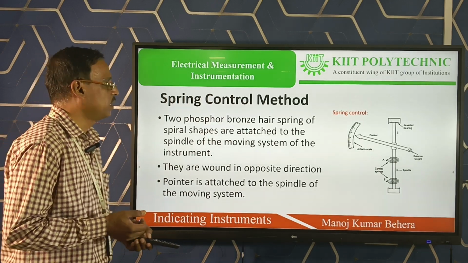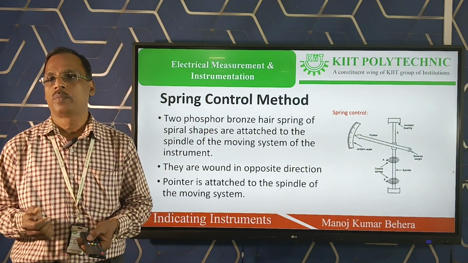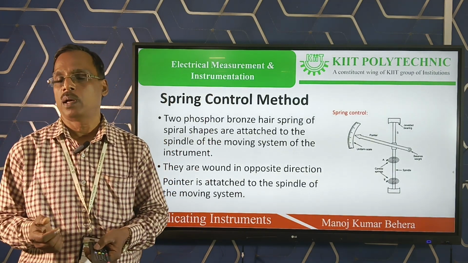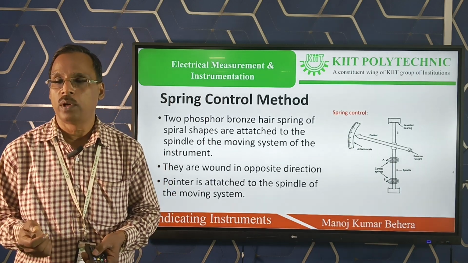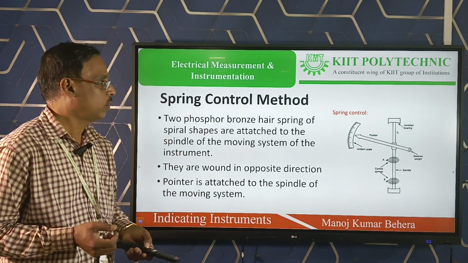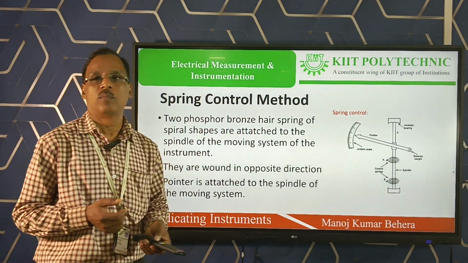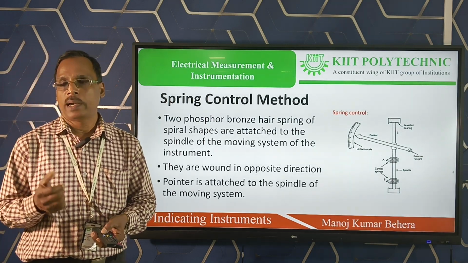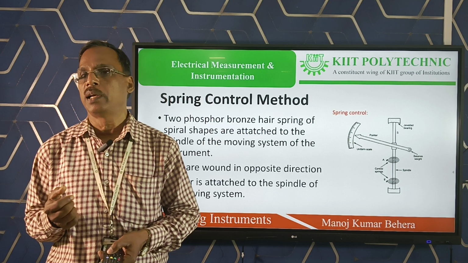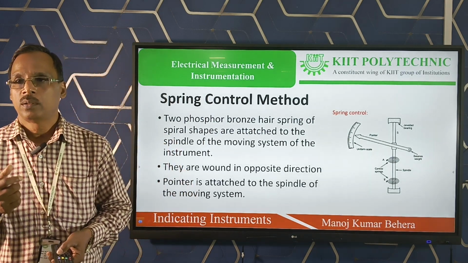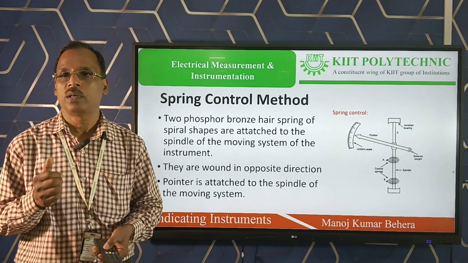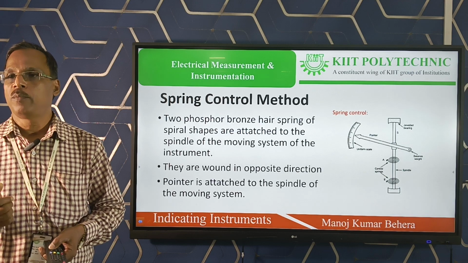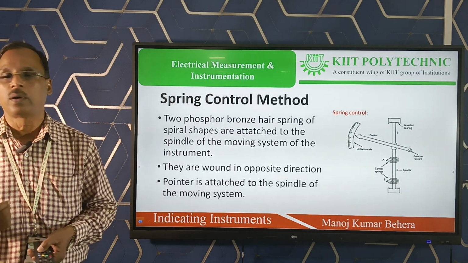So what is spring control? In this spring control method, we use two phosphor bronze springs, one at top, another at bottom. One is wound in clockwise direction, the other in anti-clockwise direction. Due to the deflating torque, when the pointer moves from initial position to final position, one spring gets twisted in clockwise direction, the other in anti-clockwise direction. This twisting force opposes the movement of the pointer, and the steady position is reached when deflating torque is equal to control torque.